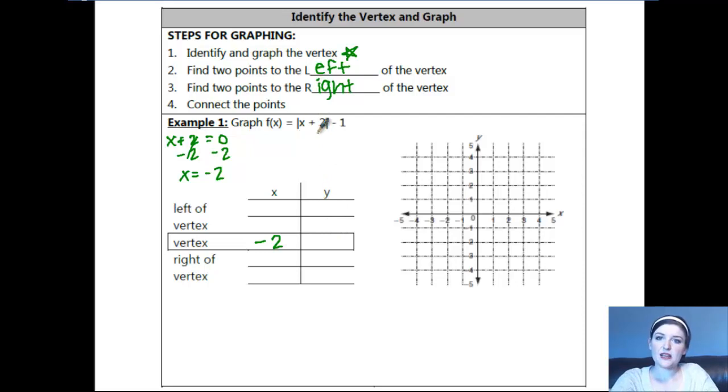So for my vertex, x is negative 2. Then I go back and I plug it back in. So negative 2 plus 2 minus 1. So the absolute value of 0 minus 1. The absolute value of 0 is 0. And 0 minus 1 is negative 1. So my vertex y is negative 1. So my vertex is negative 2, negative 1. So I put a dot on that.